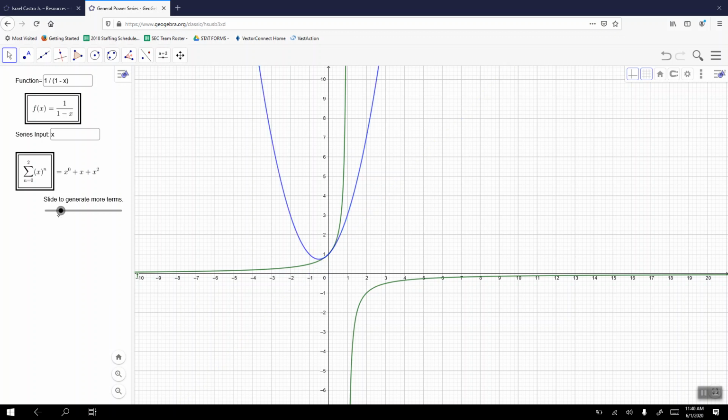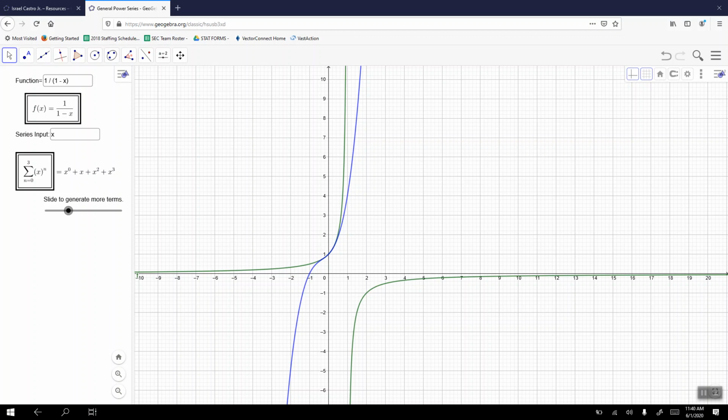Now, what happens if I slide it over to n is equal to 2? Now I have this parabola where I have these three terms, n is equal to 0, n is equal to 1, and n is equal to 2. This now gives me this polynomial, x squared plus x plus 1. If I generate a third term for that series, and again, this is that geometric series that we were looking at, generating a third term now gives me a degree 3 polynomial, and this is that degree 3 polynomial.